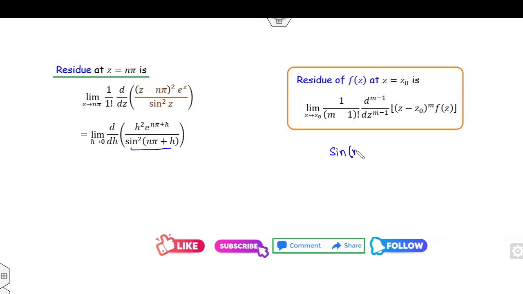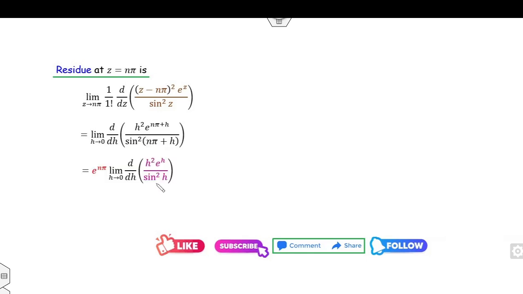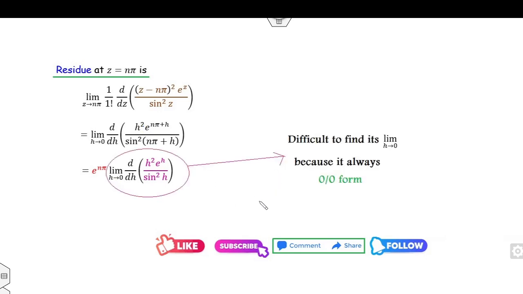Clearly, sine of n pi plus h will depend on whether n is even or odd, but sine square is always an even function. So this value is always sine square h. E raised to power n pi is a constant. Now if you take the derivative and apply h approaches 0, it is always 0 by 0 form, so it is not easy to apply the derivative rule.